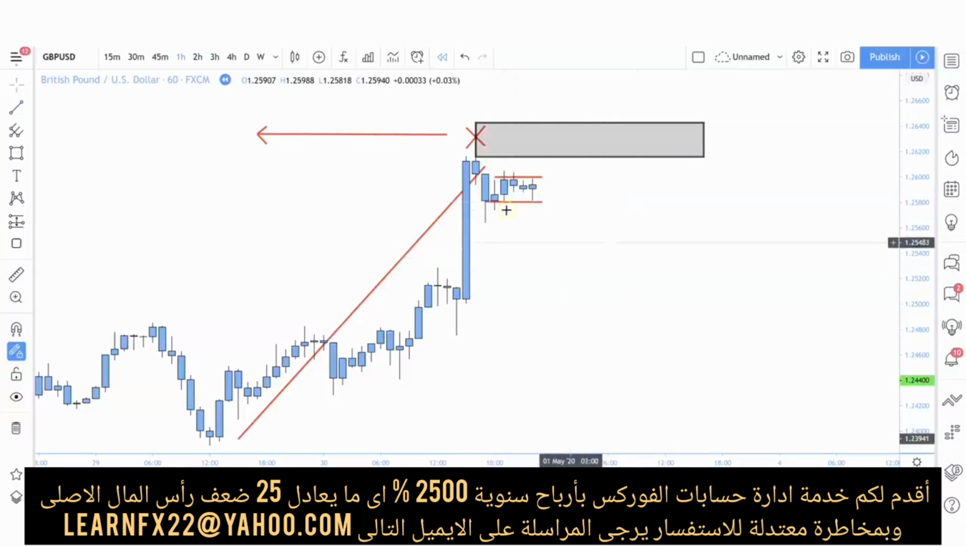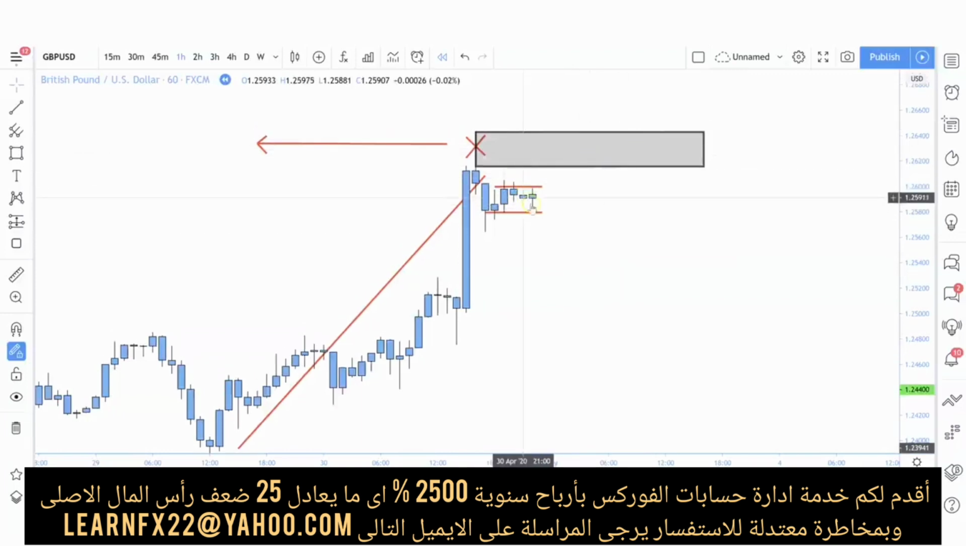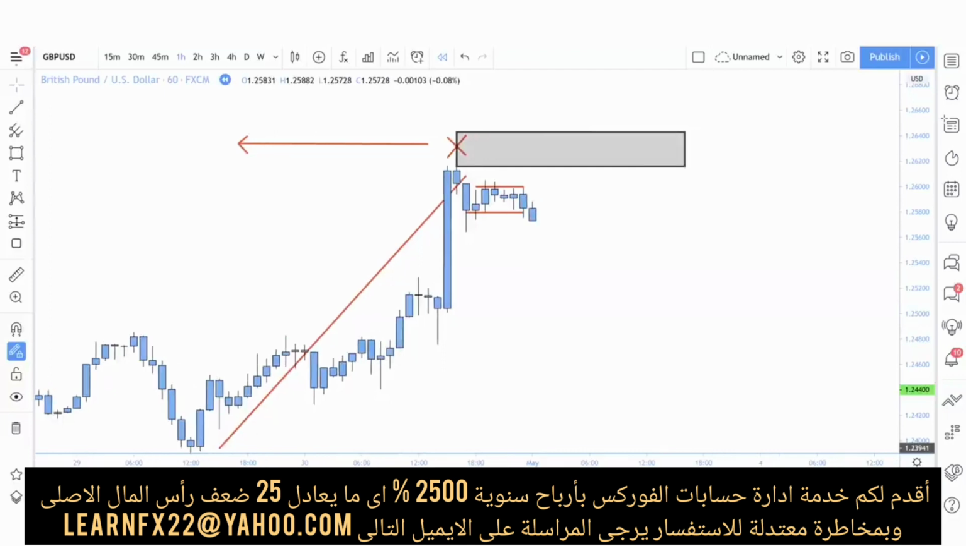So looking at the structure of this market, we are in a mini range here on the hourly time frame. So I'm going to be waiting for the break above for the buying opportunities, or we're going to be looking for the market to leave this level, come back, or create lower highs. So let's continue to see what happens.